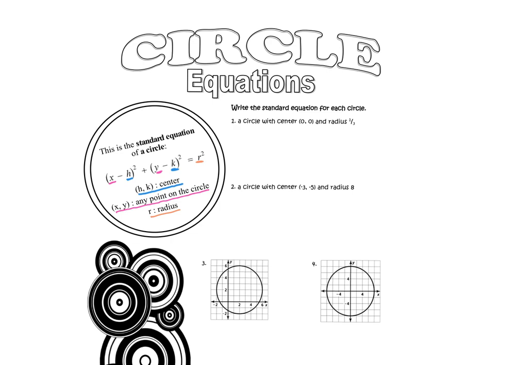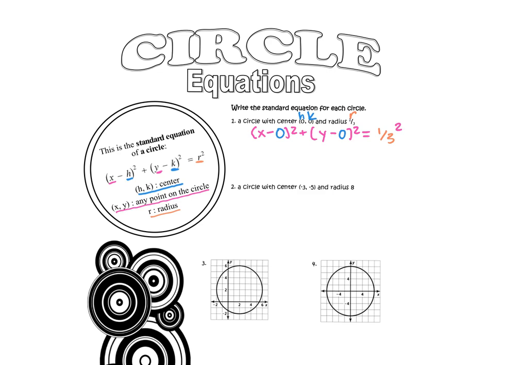So if we go over here on number 1, we need to write the equation of a circle with a center at (0, 0) and a radius of 1/3. So we need a label first. Our center is at (h, k), and our radius is r. Now all we're doing is plugging this into our formula. So we have x minus our h, which is 0, and we square that, and add y minus our k, which is 0, and we square that, and it equals our radius, which is 1/3, and we square that.